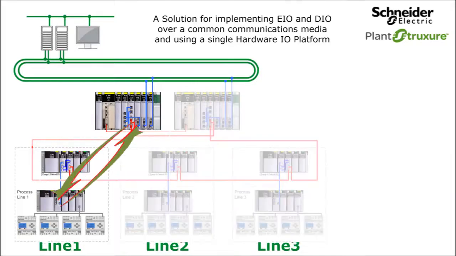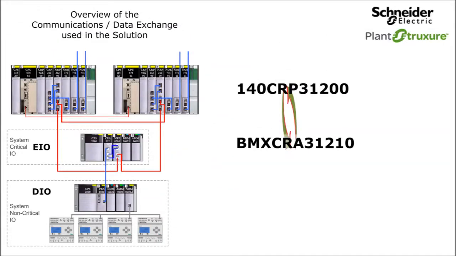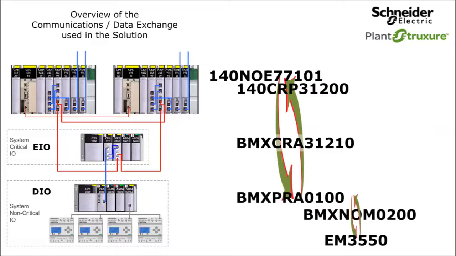Now let's take a more focused view into the communications or data exchanges. The Quantum hot standby CPUs will communicate with the EIO drops through the CRP312, and the CPUs will communicate with the DIO drops through the NOE 771, then through the CRP312 to the BMX CRA. This solution also includes X80 DIO drop managed communications with EM3550 energy meters.